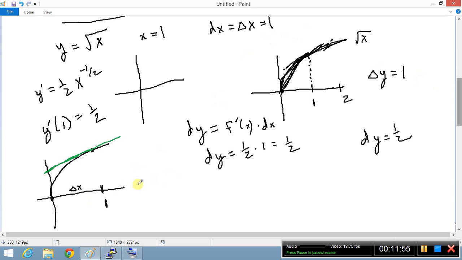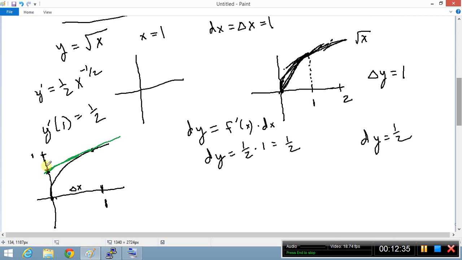All right? But then dy is the distance from this y value, which of course is 1, and this y value, which is where the line hits here. And this difference is going to be dy, and that's 1 half. That's what we calculated. All right? So what we end up doing is approximating the distance from here to here, which is delta y, by dy, which we can calculate.